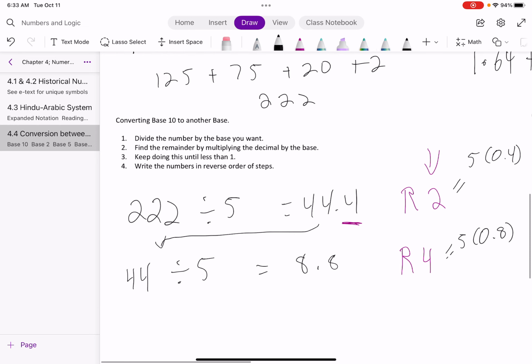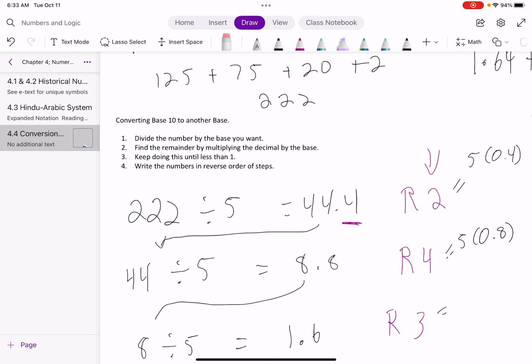All right, and now I do it again. I take this number, bring it down, so that's 8 divided by 5. 8 divided by 5 is 1.6. I change my colors because I was like a variable. Remainder: 0.6 times 5 is 3. And I'll write this out so we can see it again.